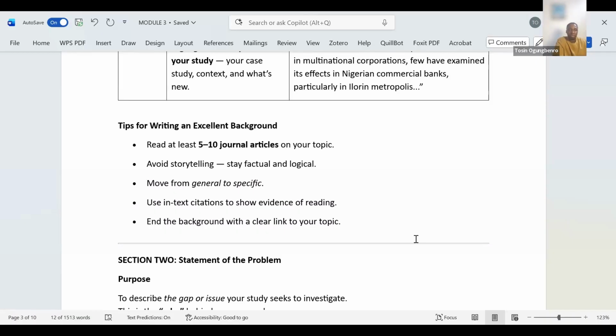And that's one of the things research has taught me. Research has helped me to stay grounded in facts, to stay grounded in evidence, not in ideals.